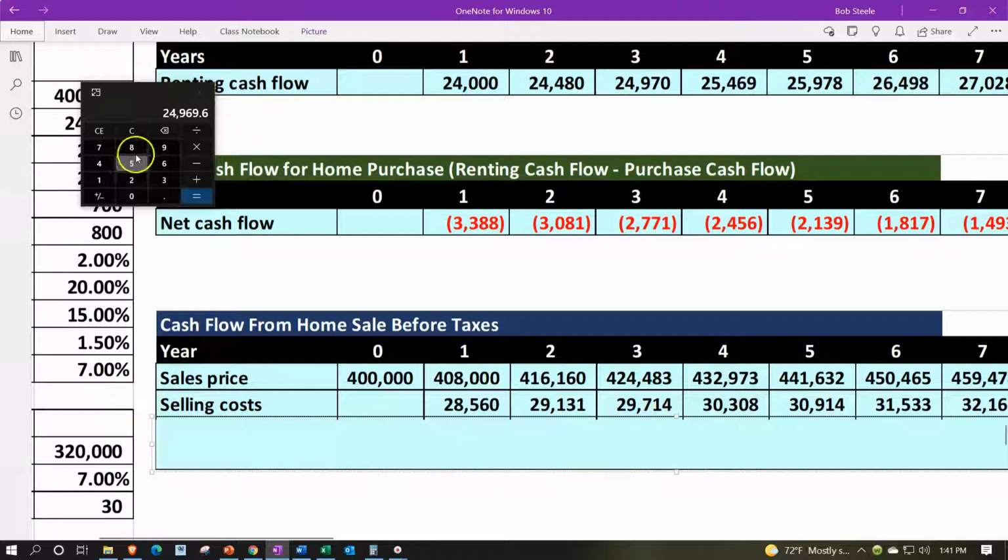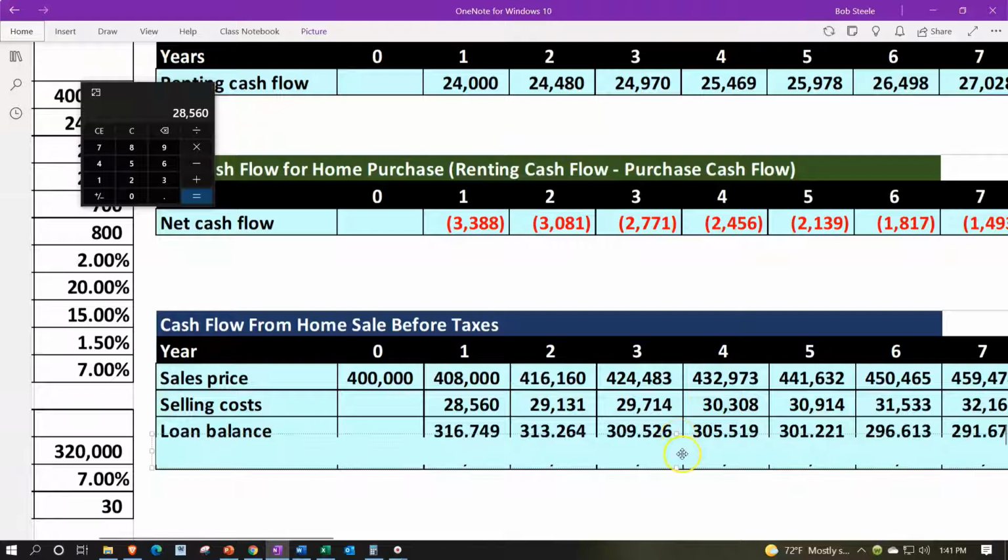Then if we have these selling costs, which we said were 7%, in order to facilitate the sale, if I get $408,000 in year one times 0.07, I'm going to have to pay $28,560 in selling expenses. We're also going to have to pay off the loan balance.